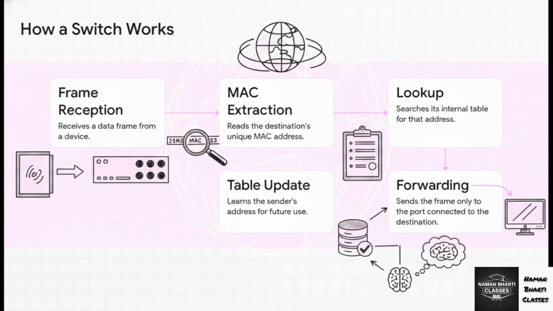Okay, now this is the really cool part, how the switch actually does its job. It's like a 5-step dance. First, it gets a little chunk of data, which we call a frame. Then it peeks inside that frame and pulls out a unique hardware ID. Think of it like a permanent serial number for that device, called a MAC address. The switch looks up that address in its own little internal phone book to see which physical port the destination device is plugged into. And then, this is the key, it sends the data only to that specific port. And for the final trick, it makes a note of who sent the data, constantly updating its own map of the network so it gets faster and smarter over time.